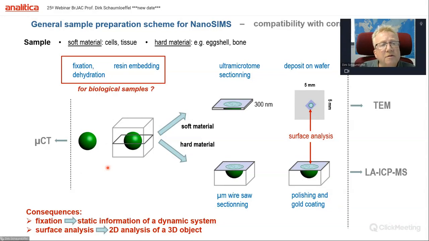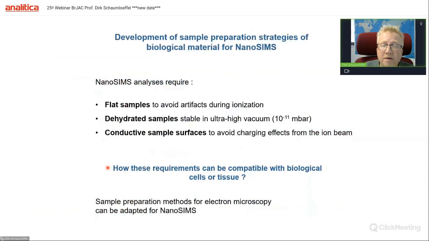So how to do this now? This is an important point: fixation and dehydration and resin embedding for biological samples. And why is it necessary? Because we need special sample preparation strategies of biological material for NanoSIMS. So again, I want to summarize, and I really spend a lot of time now on sample preparation because it's a really important point for this technique.